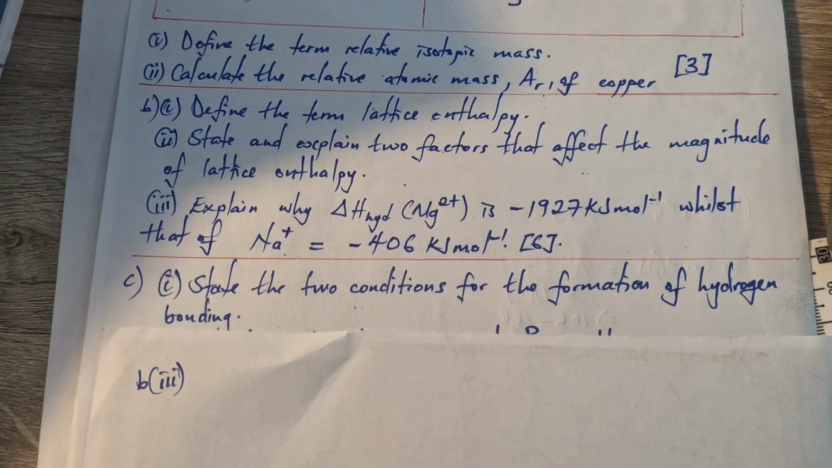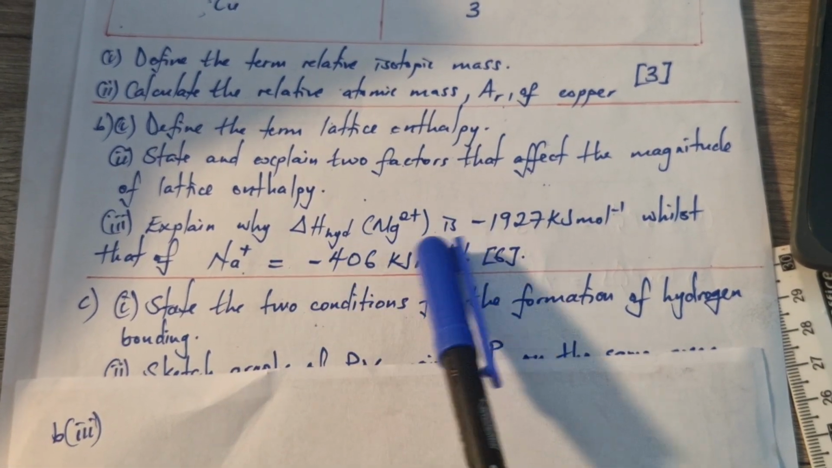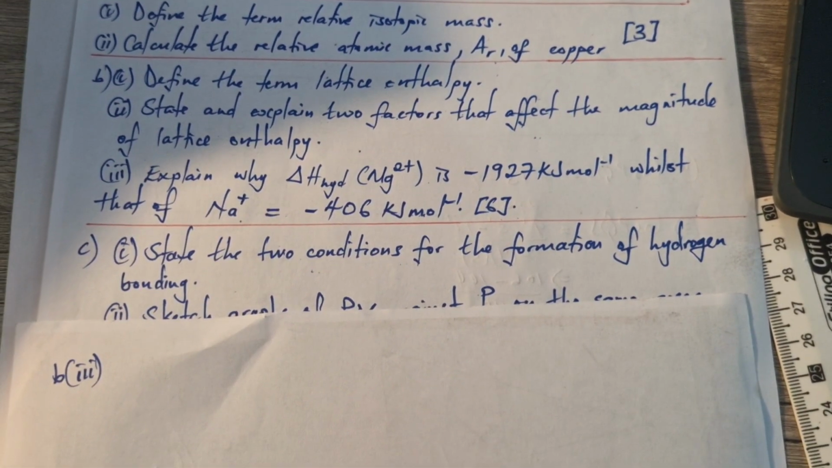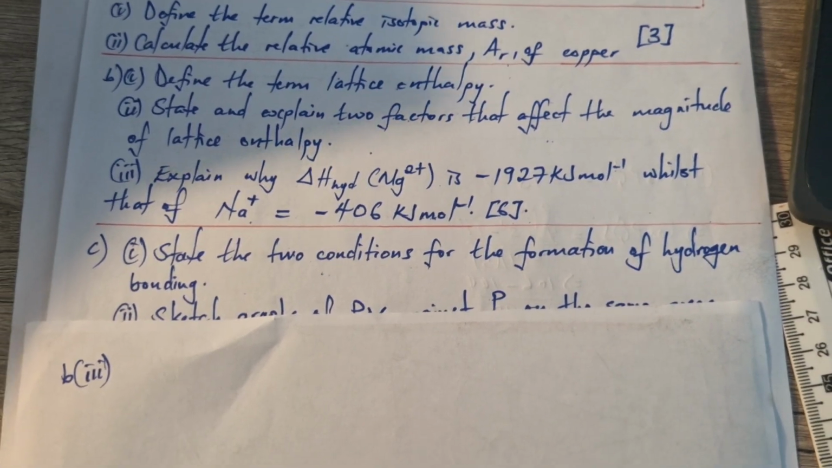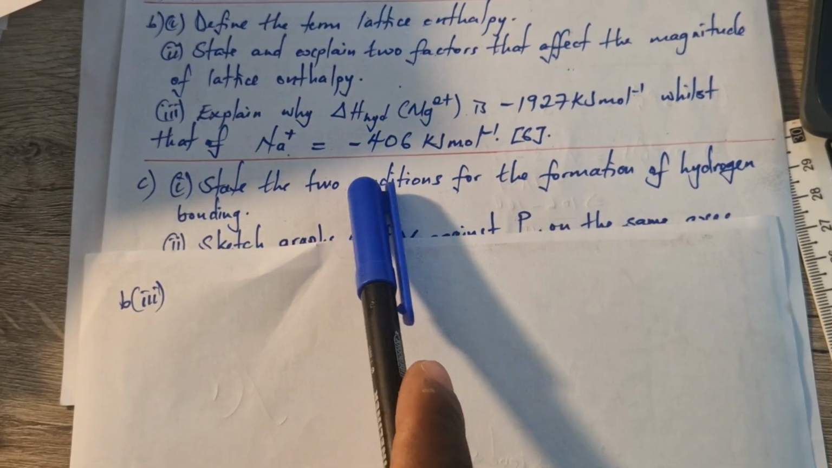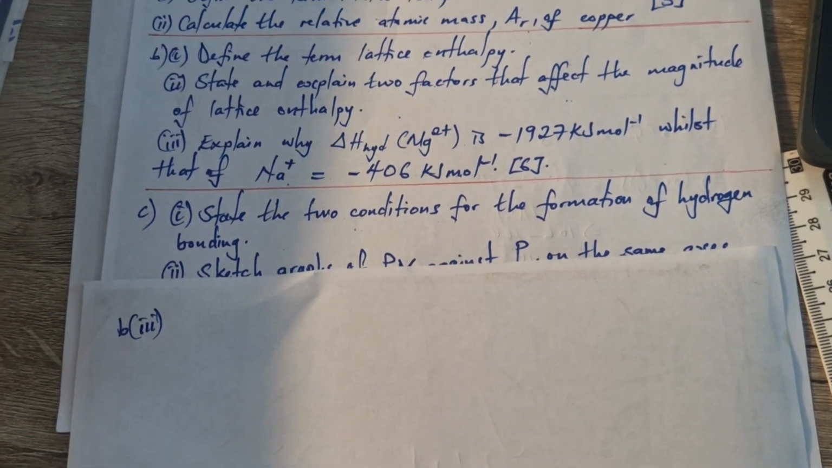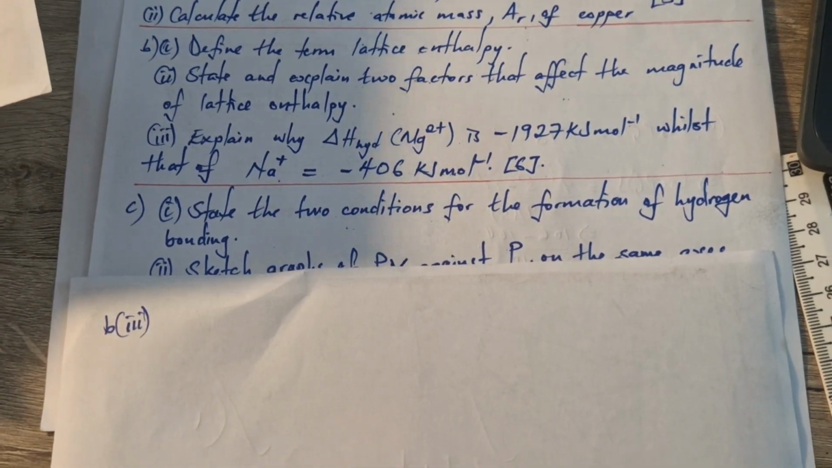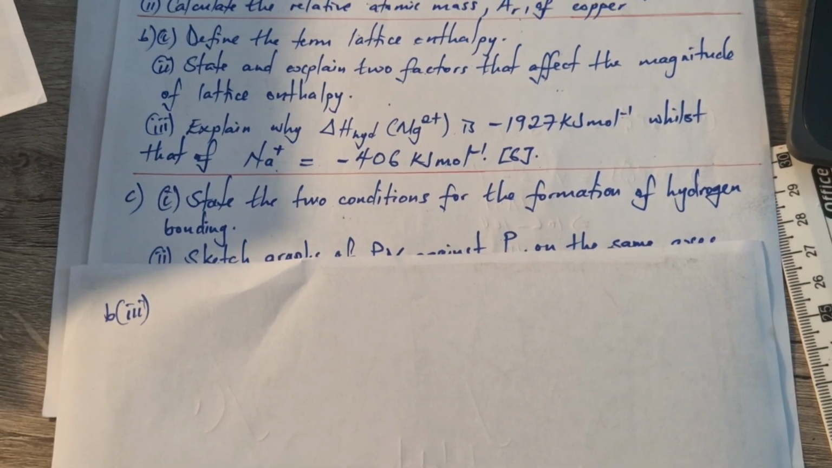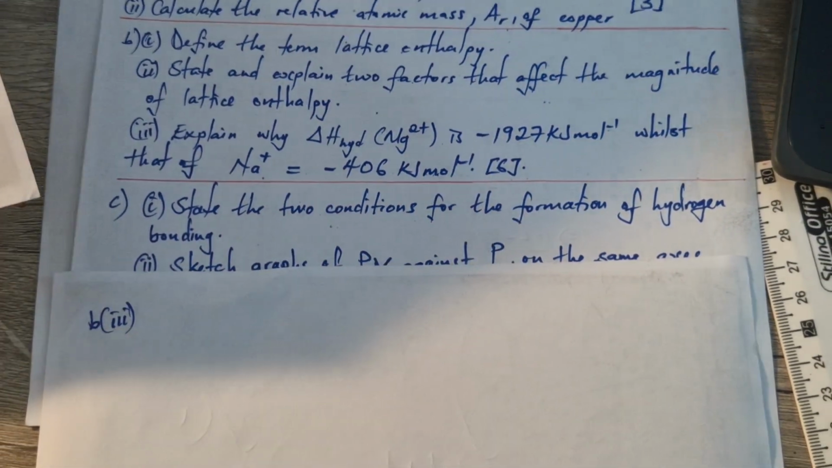It's saying explain why the hydration enthalpy of magnesium 2 plus ion is negative 1927 kilojoules per mole, whilst that of sodium ion is negative 406 kilojoules per mole. That's the question. So we are just comparing the sodium ion and the magnesium ion, with reference to their respective hydration enthalpies.